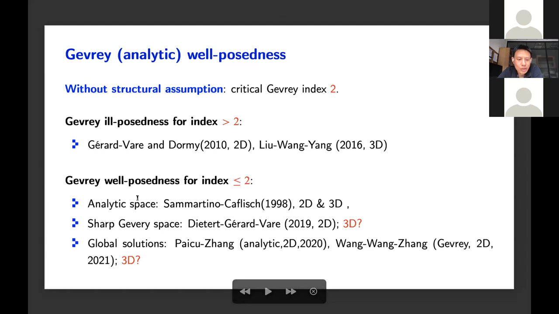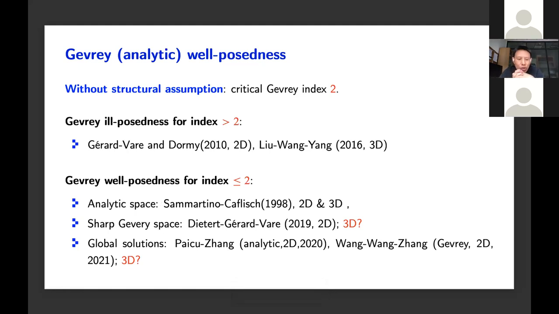since we lose one order of derivatives, at least analytic space should be a natural space for the treatment of the well-posedness. So there are Sammartino and Caflisch. They proved that the Prandtl equation is well posed in analytic space in the two and three dimension cases. But how to relax the function space to Gevrey space, it takes a long time.